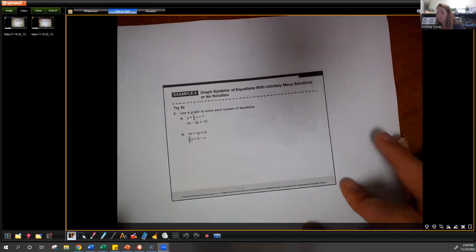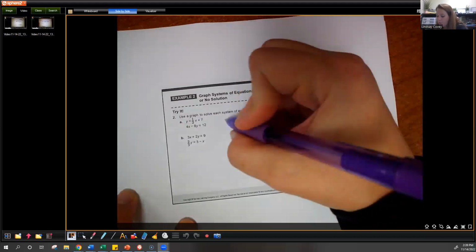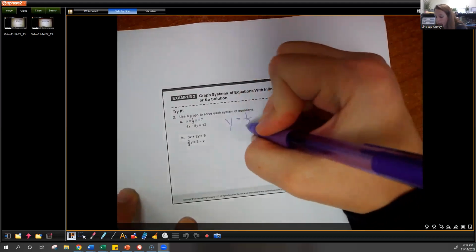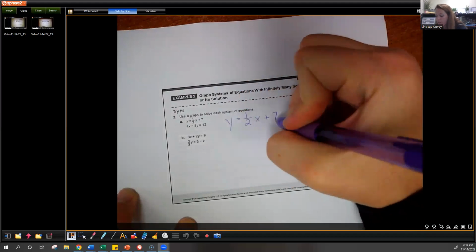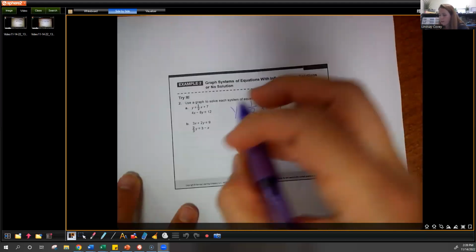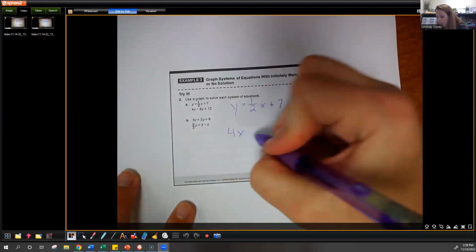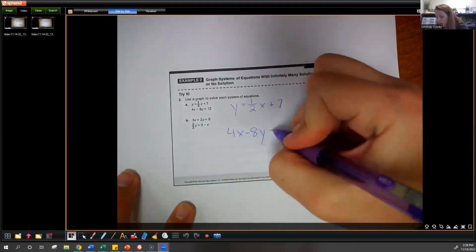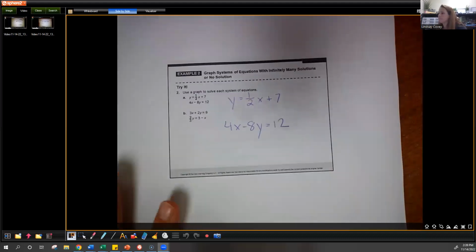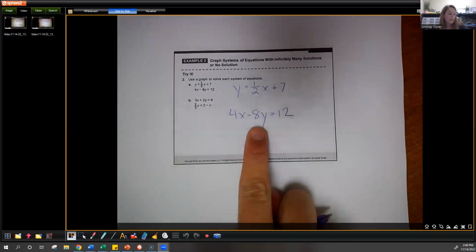Let's look at this example right here. So I have y equals 1/2 x plus 7. And then my other equation is 4x minus 8y equals 12. This is not in slope intercept form at all. Therefore, we need to write it in slope intercept form so that we can actually compare them.